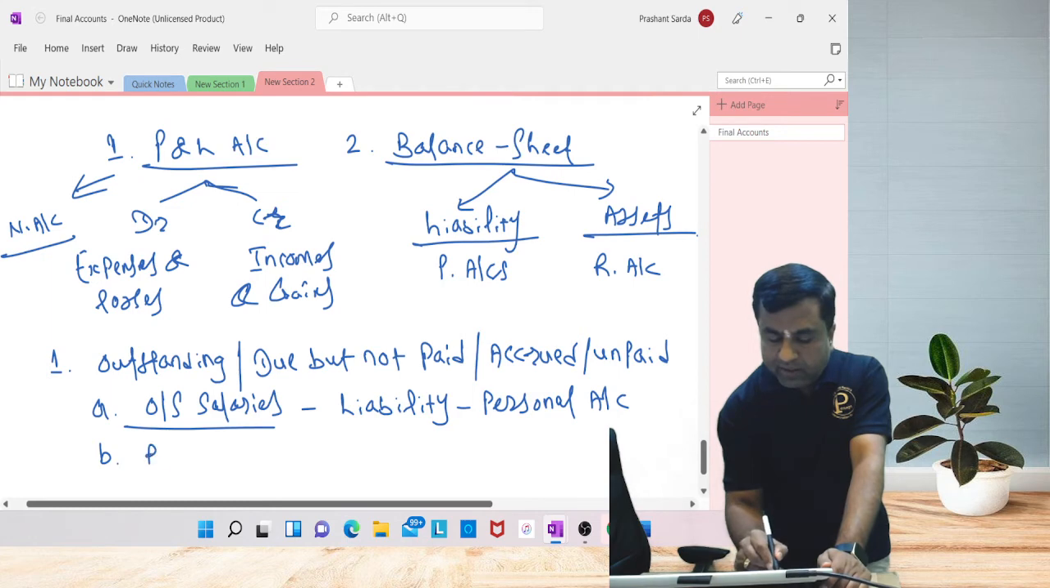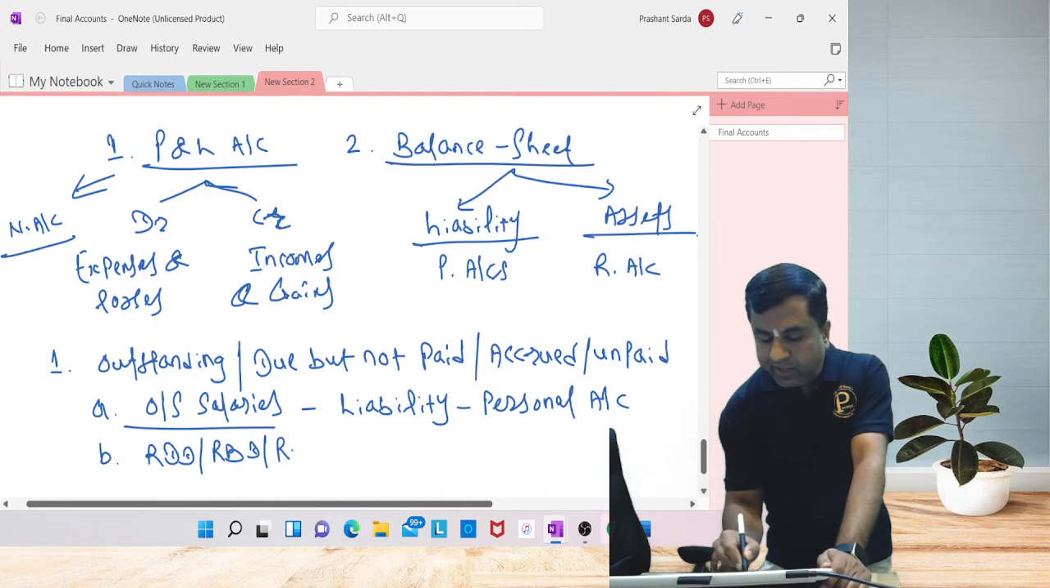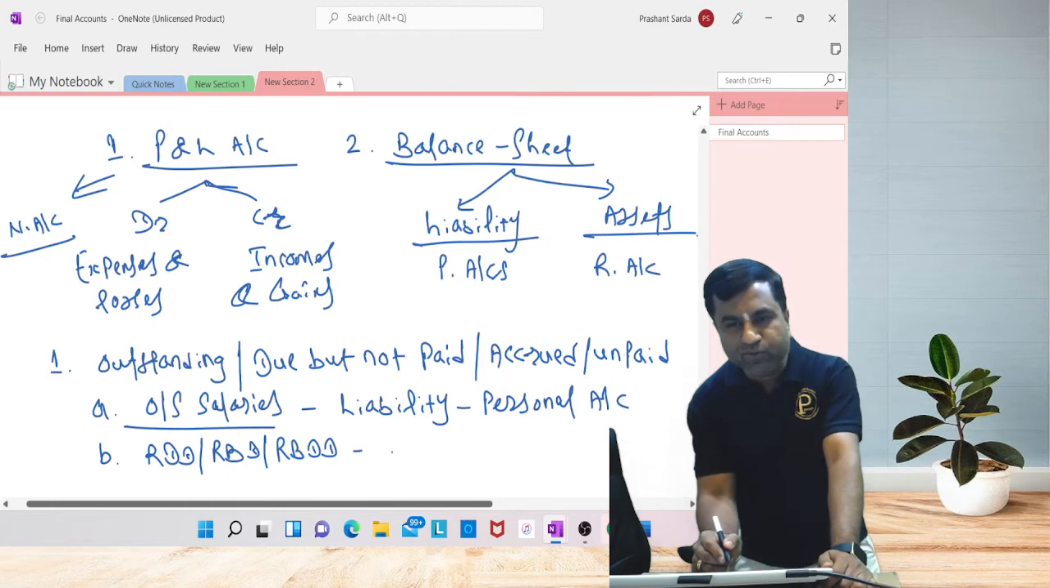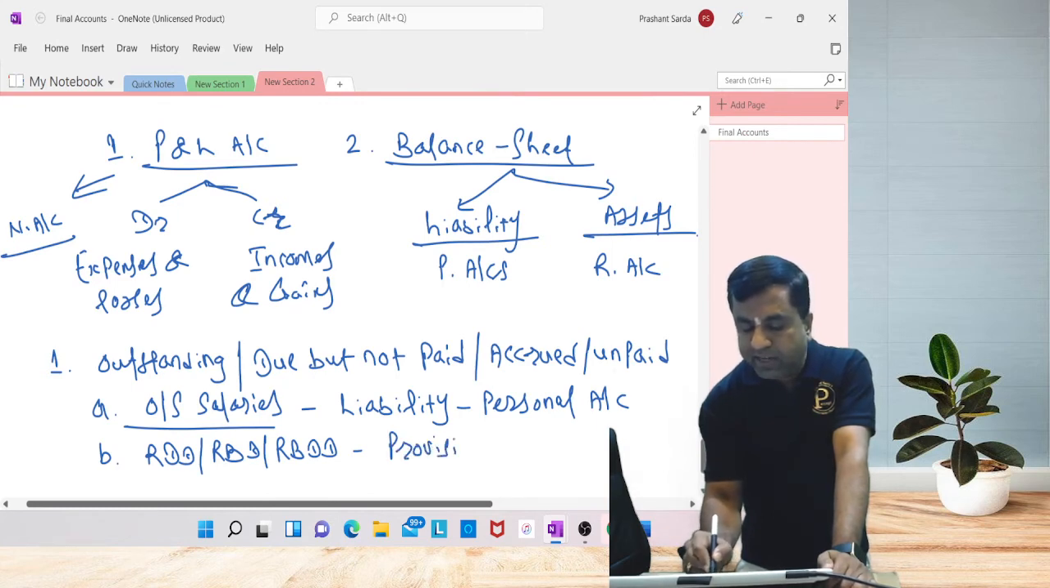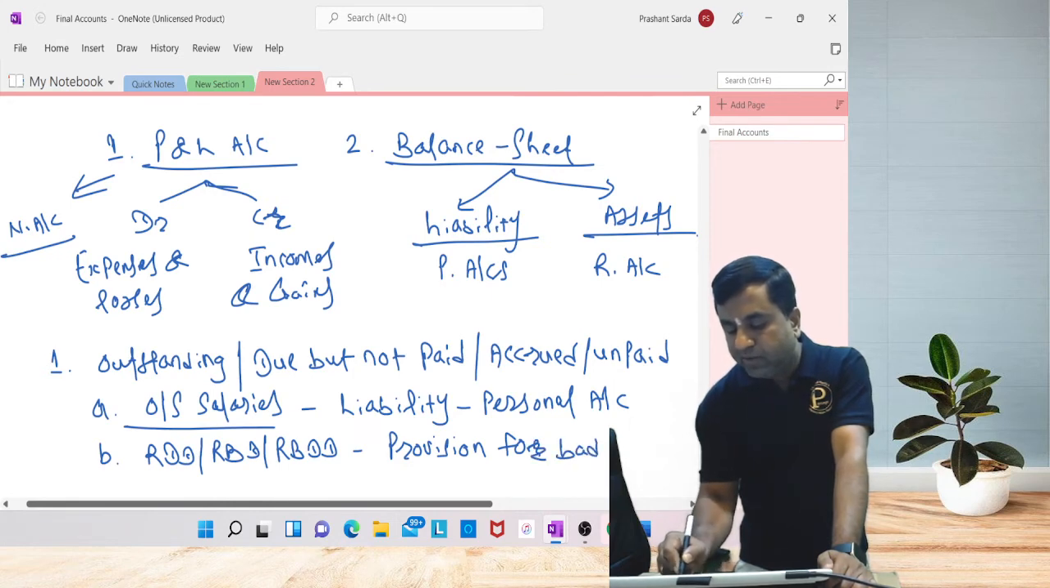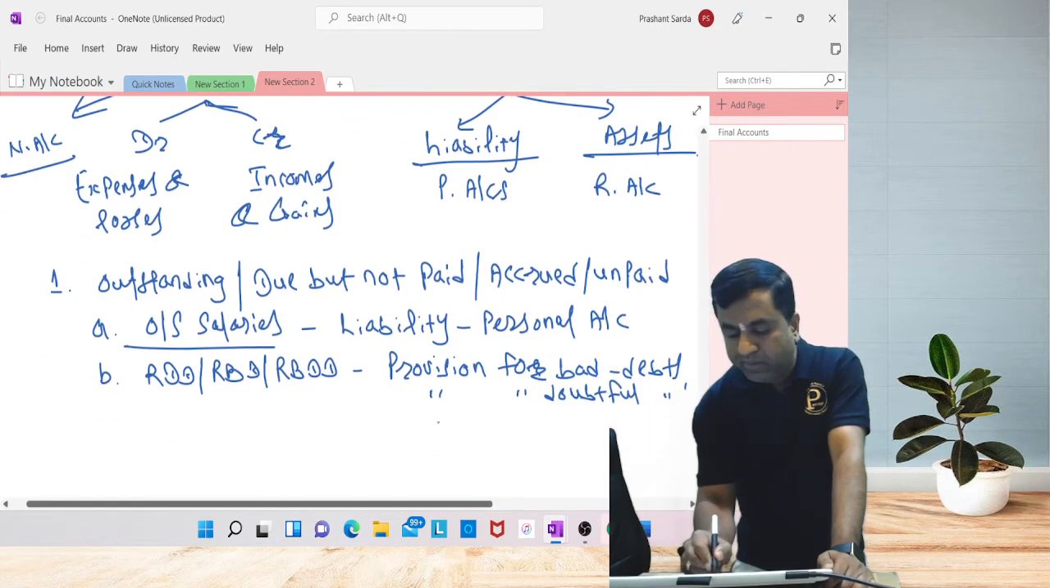Second is RDD. RDD, it is also called as RBD and it is called as RBDD. Basically it is reserve for doubtful debts, reserve for bad and doubtful debts and reserve for bad debts. और इसको provision भी आप बुला सकते हैं. That is provision for doubtful debts, provision for bad debts and provision for bad and doubtful debts. So that way around also this bifurcation can be done. So number one is provision for bad debts that you can see here. Second is provision for doubtful debts. Another one which is just explaining the short forms and long forms. And next is provision for bad and doubtful debts.